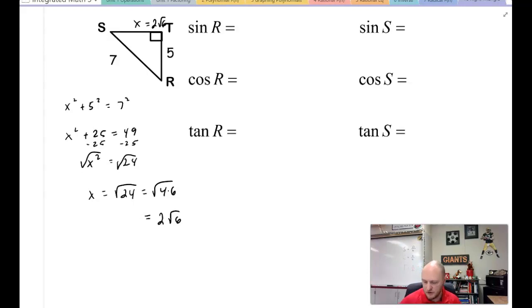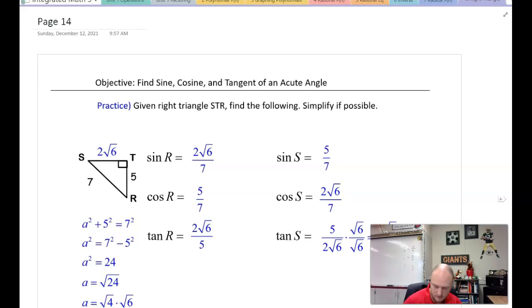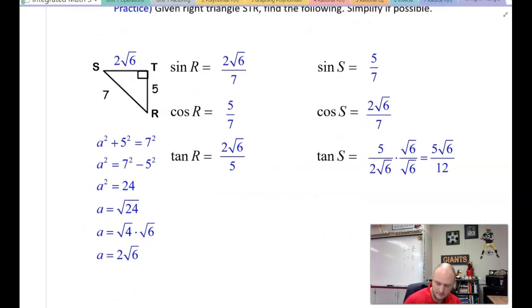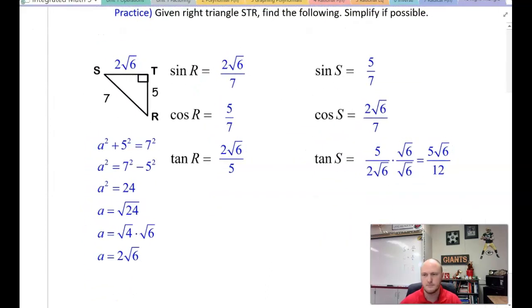All right, hopefully you found those values. Here are the solutions. And there you go. You did have to rationalize, it looks like, only tangent of S. So that's nice.